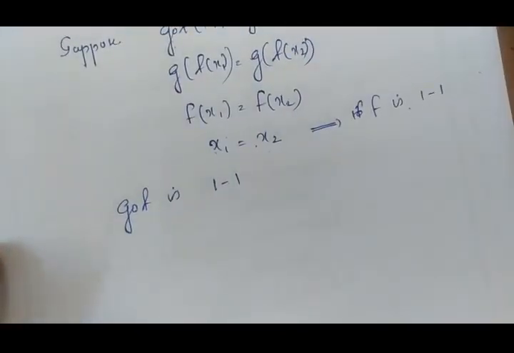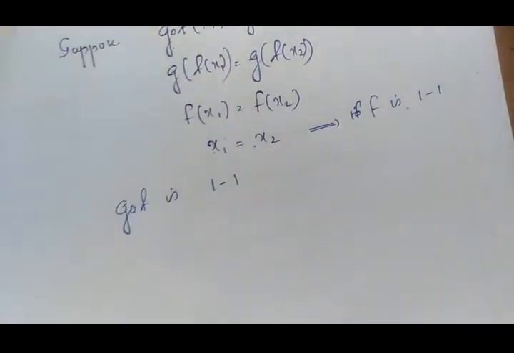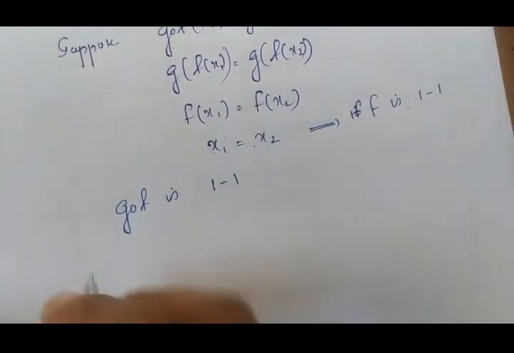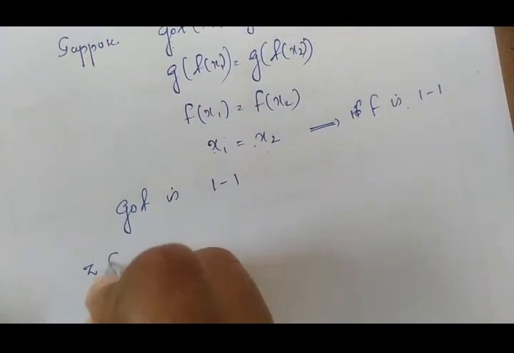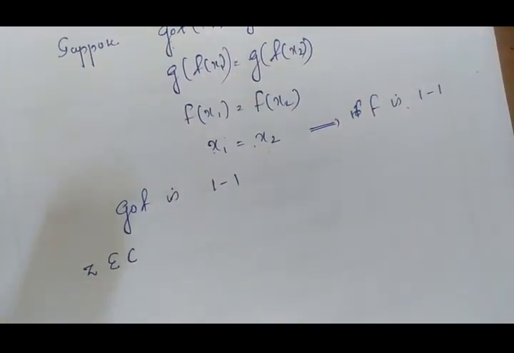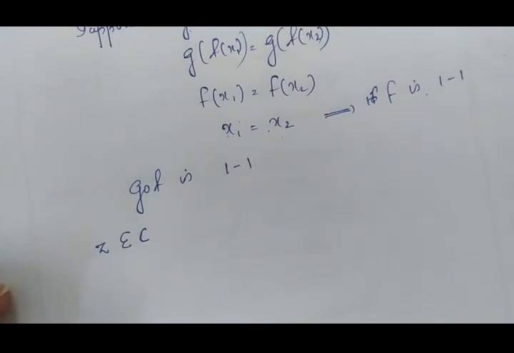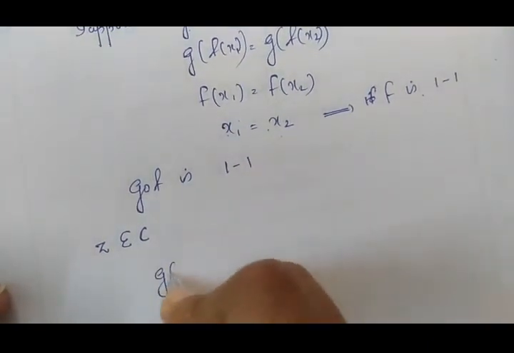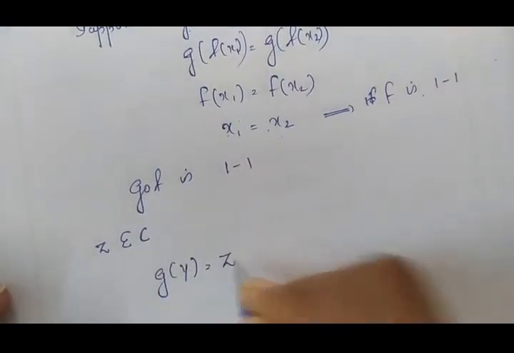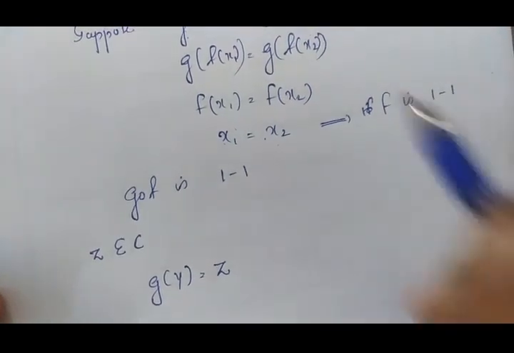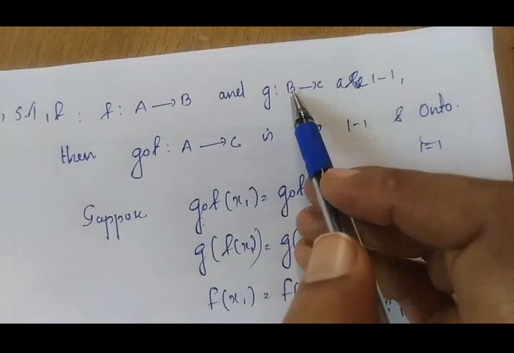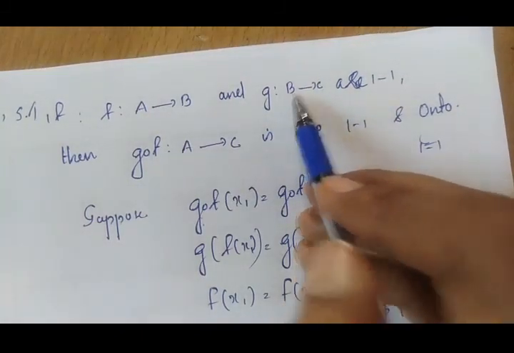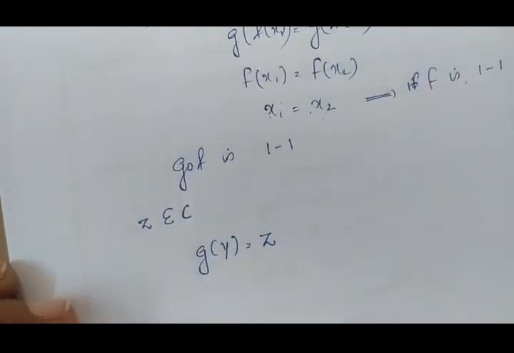And let's go to the onto statement. Consider an element z which is an element of set C. Then we can say that g of y is equal to z, because the function g is from B to C. Then we are taking an element y from B, g of y is equal to z.